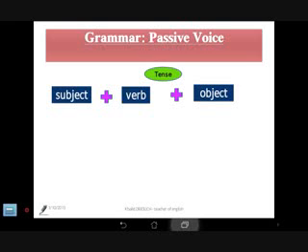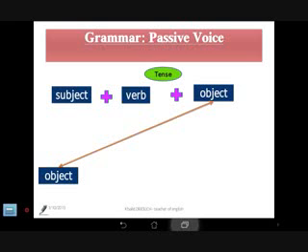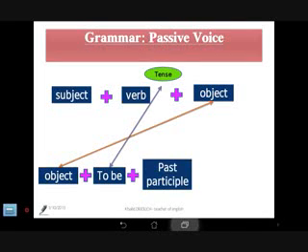When we change the sentence to passive, we start with the object plus the verb to be. The verb to be in the tense of the verb in the active sentence, and that verb changes to past participle. When the subject is known but not important, we can add by subject.